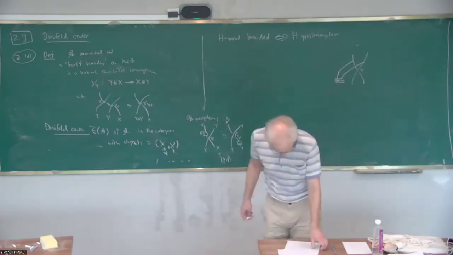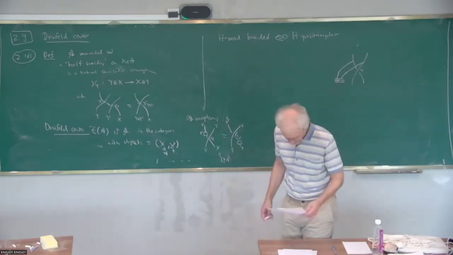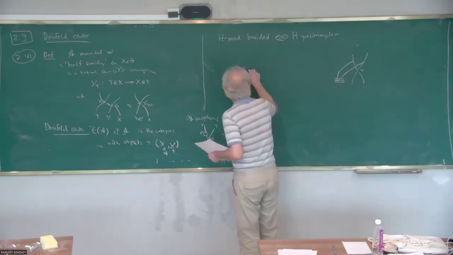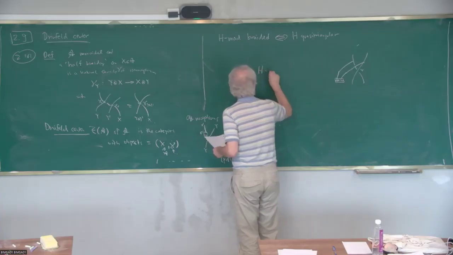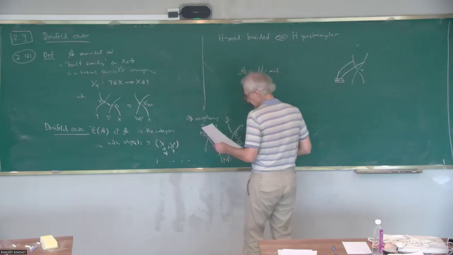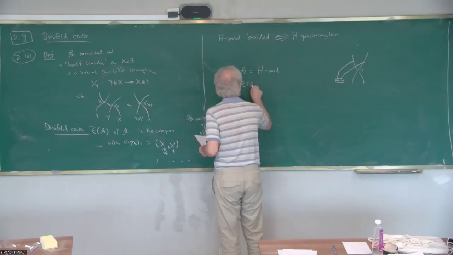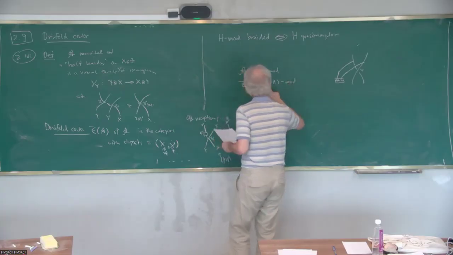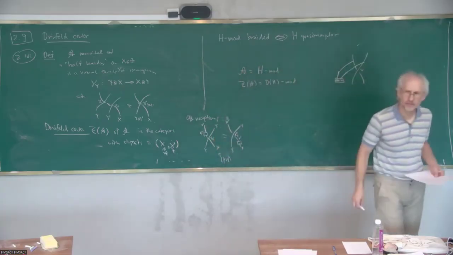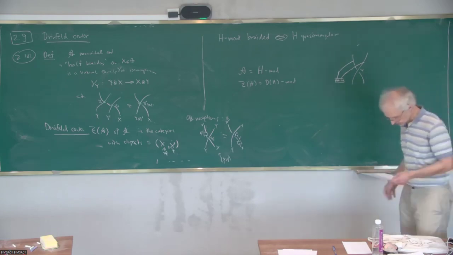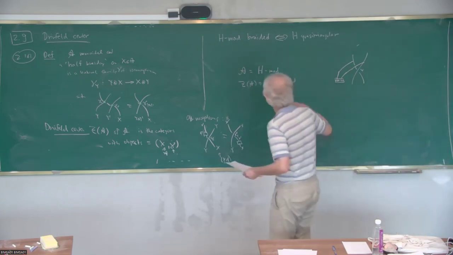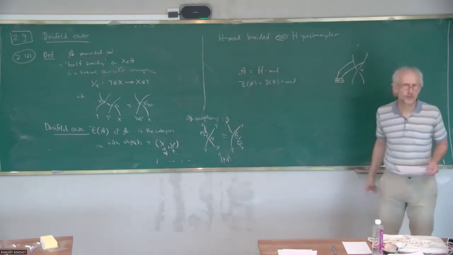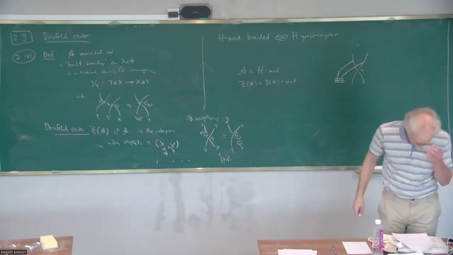But there's one exception. This is if A is H-mod, then Z of H is D of H-mod, where D of H is called the Drinfeld double of H. This is a Hopf algebra which, as a vector space, is the tensor product of H with its dual.